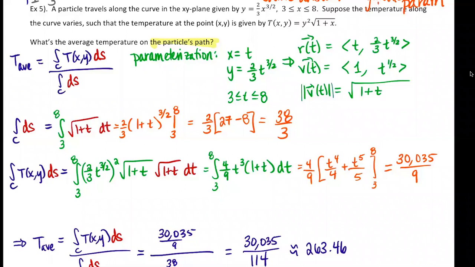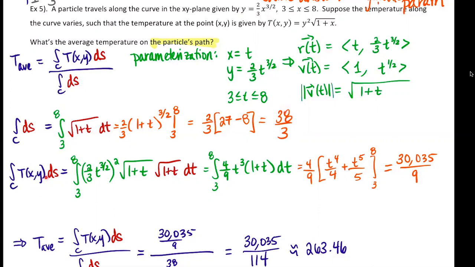Now, there's more than one way to parameterize this curve, but an easy way, since it's given to us as a function of x, is to just let x be t, and then y becomes 2/3 t to the 3/2, and t goes from 3 to 8. And that's how I can end up pulling out my speed here. Notice in this case, we're going to do both pieces. Here I'm starting with the denominator. I'm just trying to find the arc length. So I'm just integrating the speed dt, and that's going to end up giving me an arc length of 38/3.